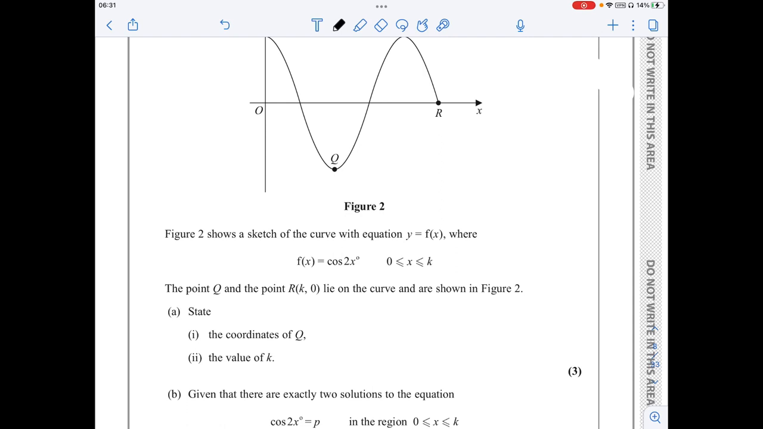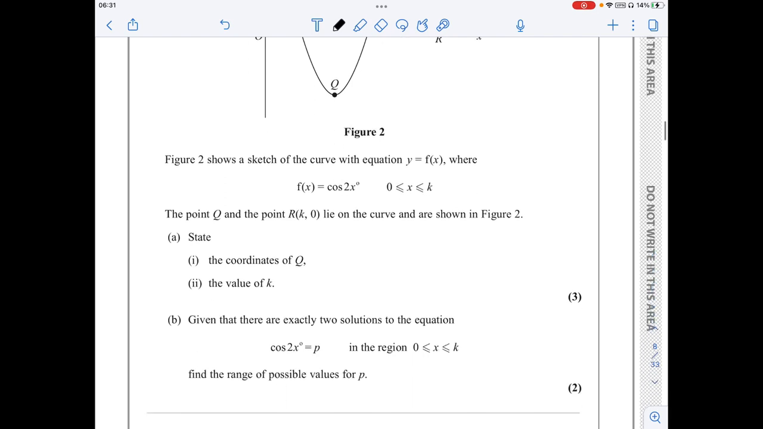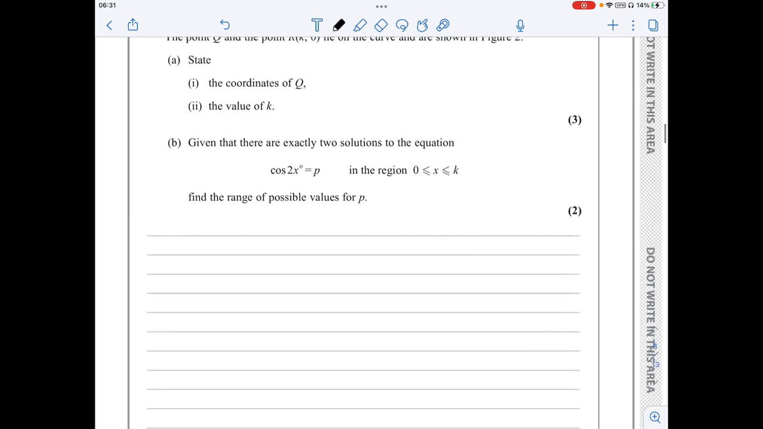In question number 4, f of x equals cos 2x. The coordinates Q and R (k, 0) lie on the curve and are shown in Figure 2. Find the coordinates of Q, and find the value of k. That is in part A.